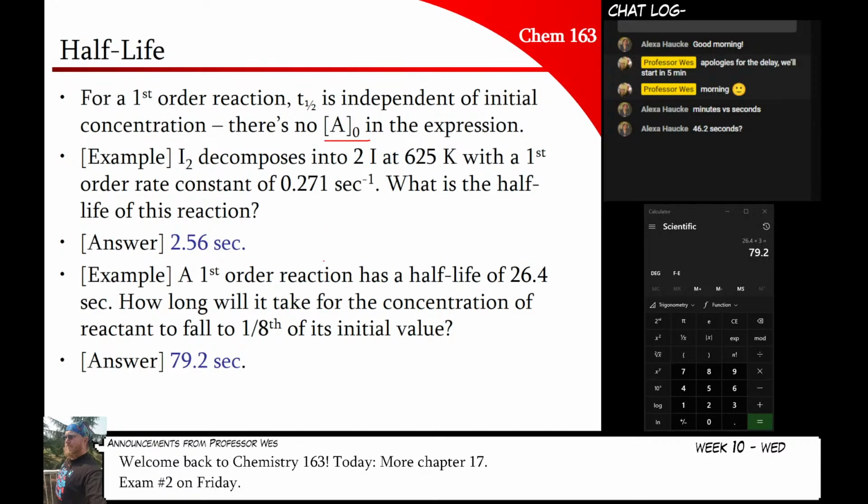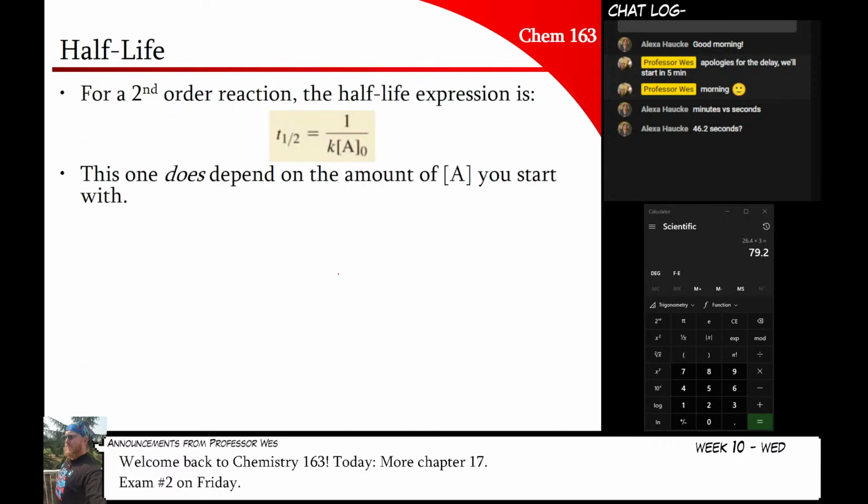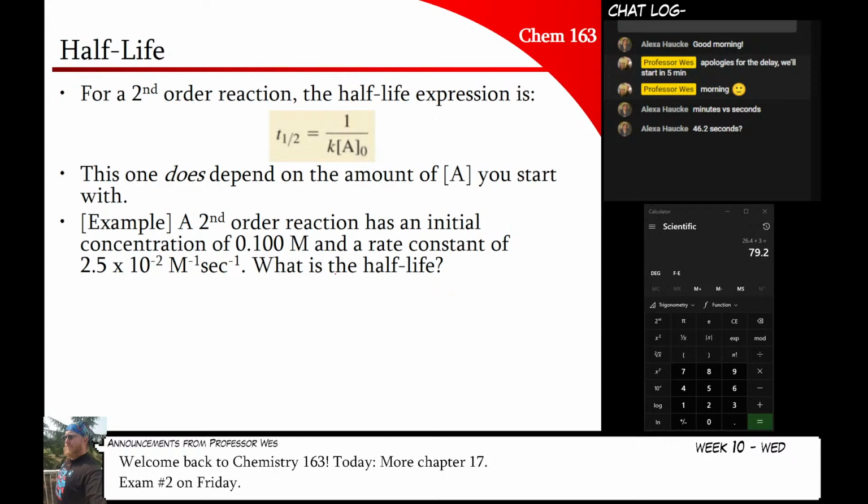All right. So that's how we do half-life. That's for first order. For zero order and second order, the amounts that you start with do matter. So here's the second order half-life expression, which I'll let you try. What is the half-life of a second order reaction that starts with 0.1 molar and has a rate constant of 2.5 times 10 to the minus 2 per molar per second? So go ahead and try this. I'm not going to derive the expression because it's more or less the same thing that we just did.